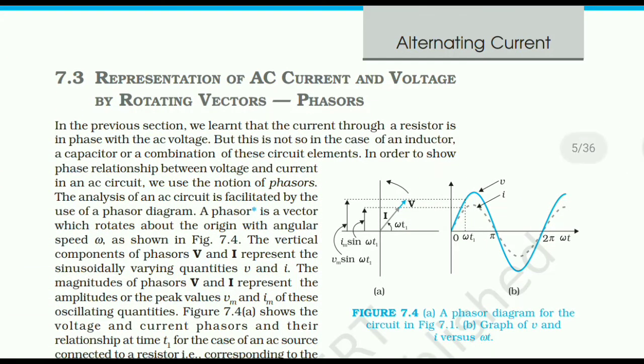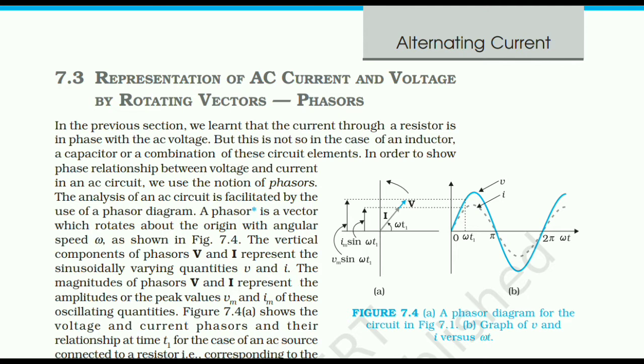7.3 Representation of AC current and voltage by rotating vectors or phasors. In the previous section, we learned that the current through a resistor is in phase with the AC voltage, but this is not so in the case of an inductor, a capacitor, or a combination of these circuit elements. In order to show the phase relationship between voltage and current in an AC circuit, we use the notion of phasors. The analysis of an AC circuit is facilitated by the use of a phasor diagram.